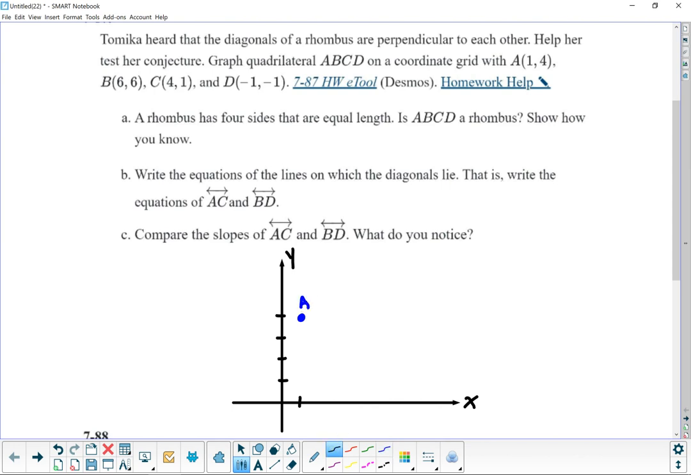Okay. B is (6, 6). So 1, 2, 3, 4, 5, 6. And that's 4, 5, 6. Right, that's B. C is (4, 1), so (4, 1) right here. And D is (-1, -1).